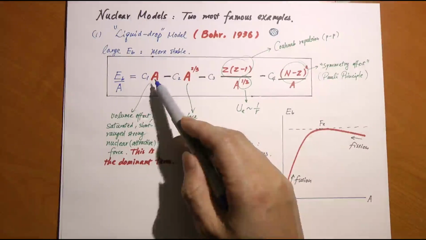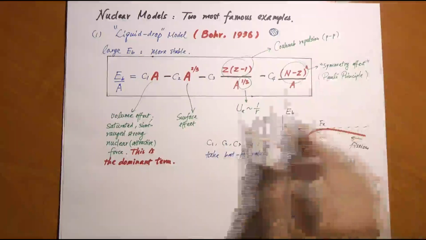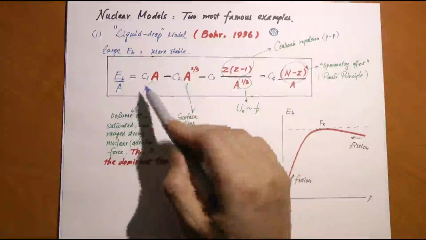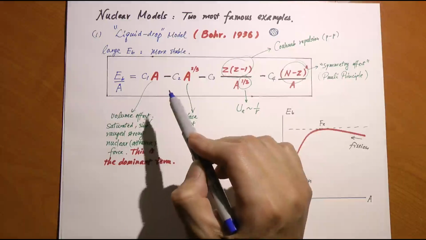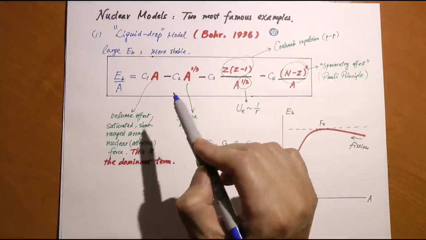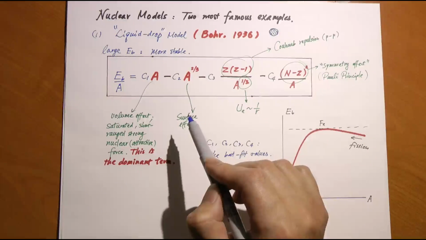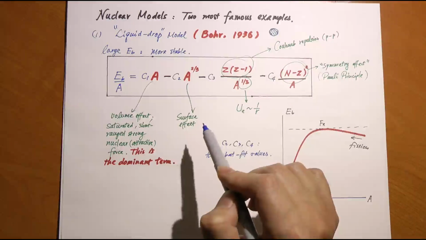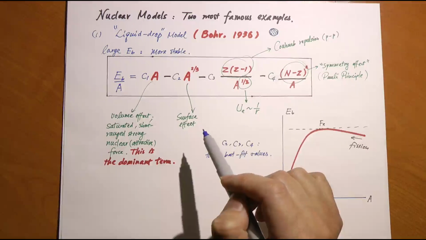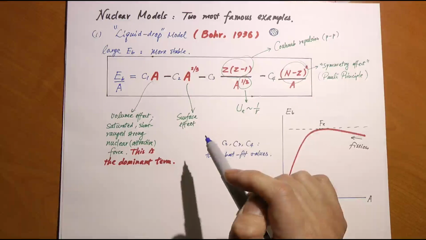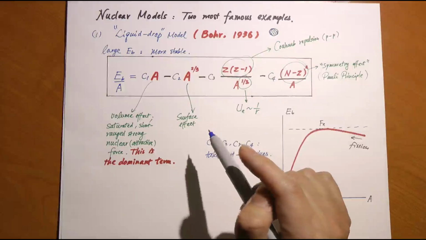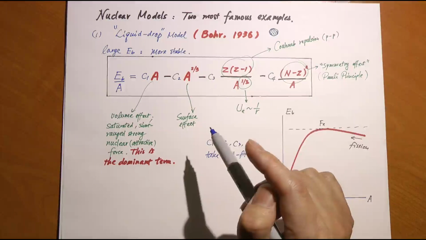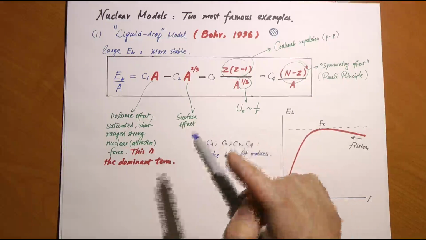Now, this term is the dominant term. It's greater than all of the other terms combined. It is the only positive term. It contributes to nuclear stability. It is due to the strong, attractive nuclear force between any nucleons. It doesn't matter if it's a proton or a neutron. When it comes to the strong nuclear force, the fact that you're a proton or a neutron makes no difference. The only difference it would make is for the electrical force, but not for the nuclear force.